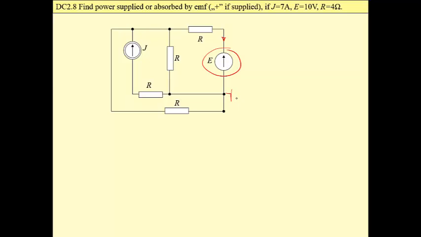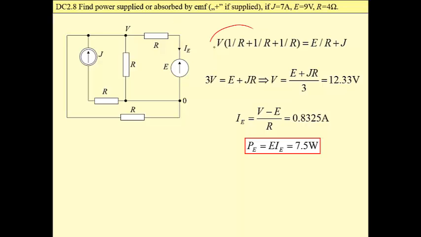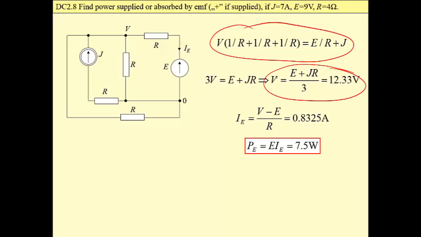Let's say this is a reference node, so for this node we may write down the equation. So this is the equation, and below we have calculations, and we have a value of this node voltage. Then we may easily calculate current of this branch with voltage source. This current is 0.8325, and then power of this source is a product of voltage and current, which is 7.5 exactly.